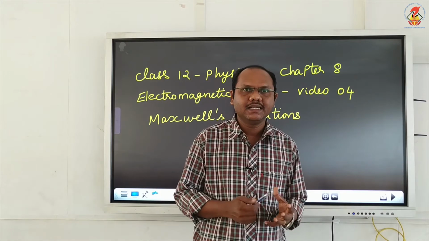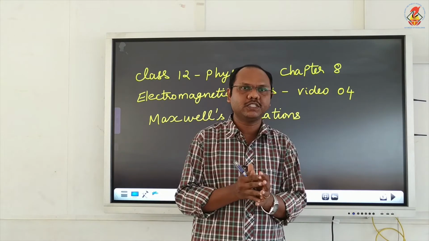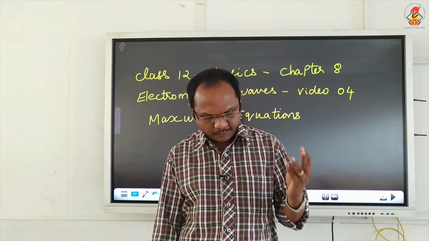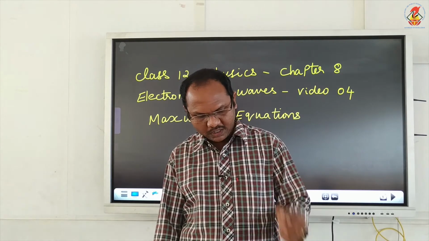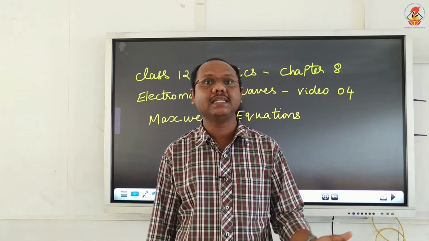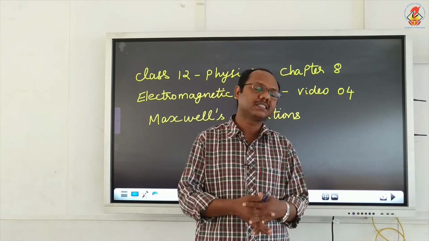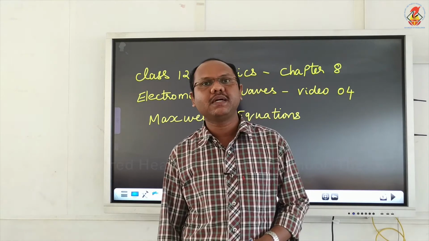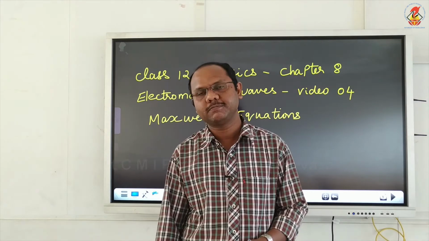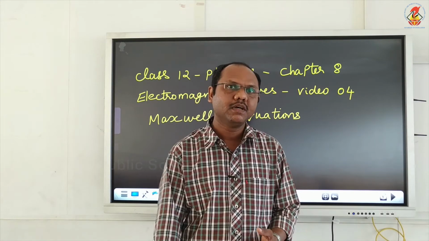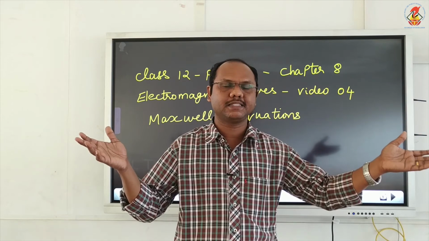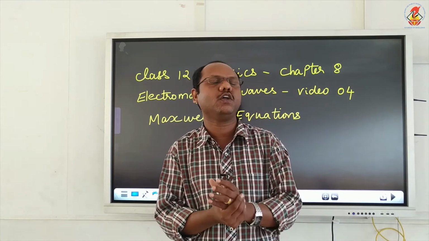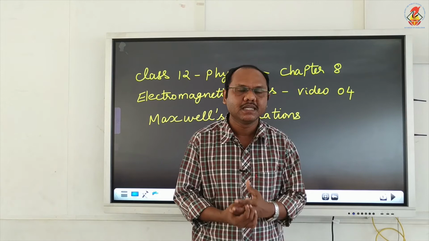What Maxwell did was put all the four equations together, and based on these Maxwell's four equations, the whole study of electrostatics and magnetism can be described and interrelated. Before Maxwell, electricity and magnetism were considered as two different entities, but Maxwell put both of them together. The unification of electrostatics and magnetism was done by Maxwell.